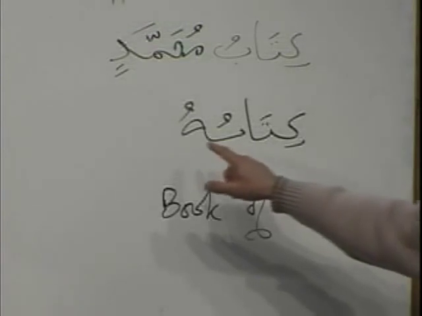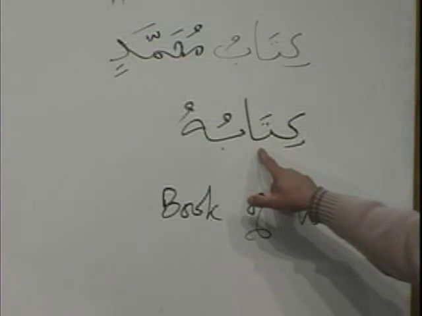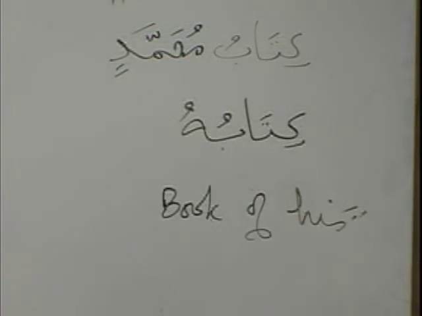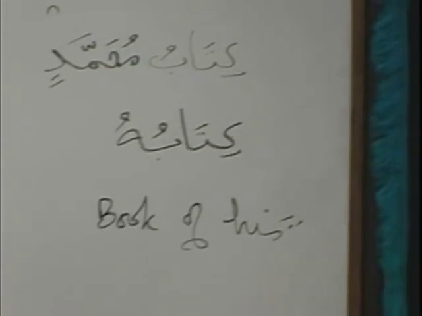Are you with me? If the damir is attached to the noun, the result is mudaf mudaf ilayhi. It's very easy, brother. If the damir is attached to harf jar, the result will be jar majrur. See, we are learning something very beautiful. If the damir gets attached to harf jar, it becomes jar majrur. If the damir is attached to the noun, it becomes mudaf mudaf ilayhi.